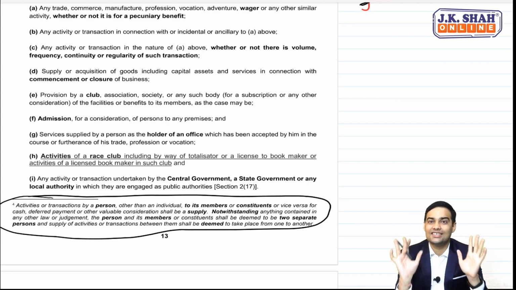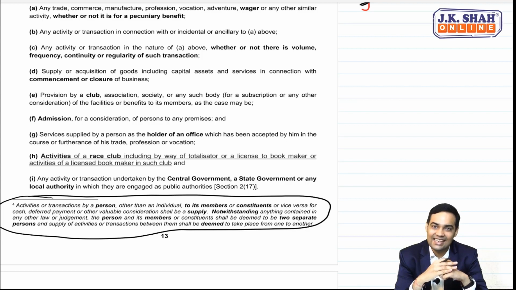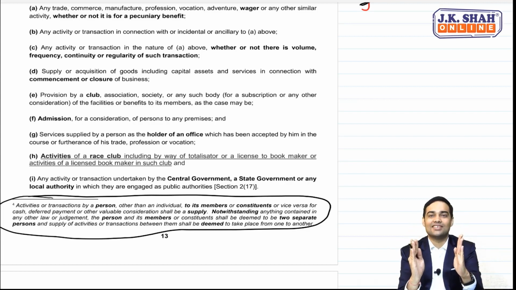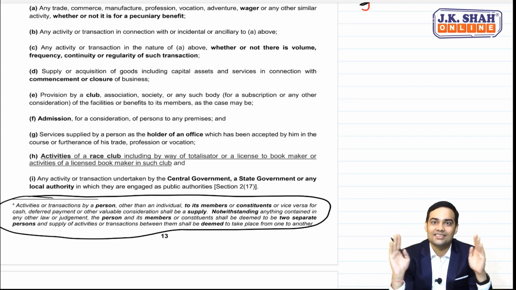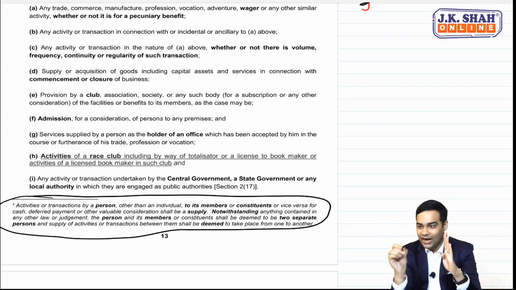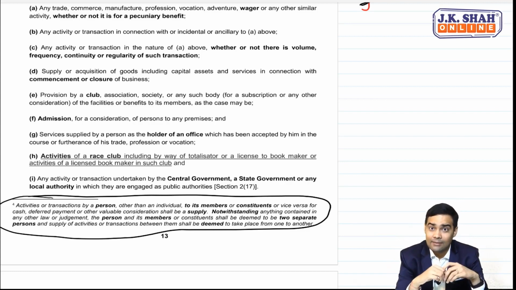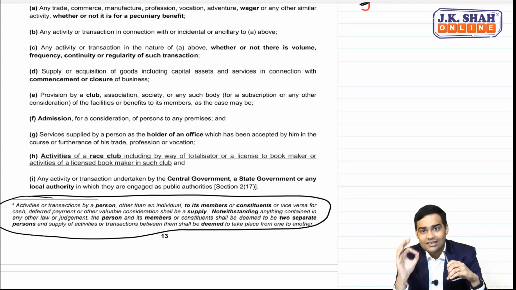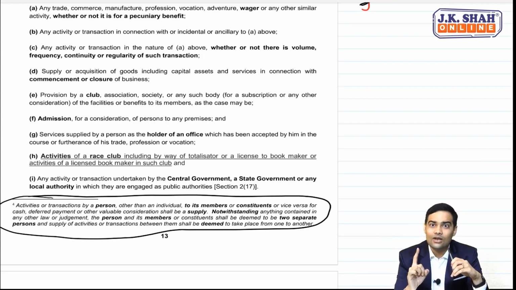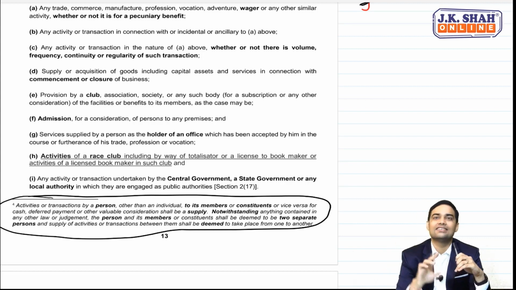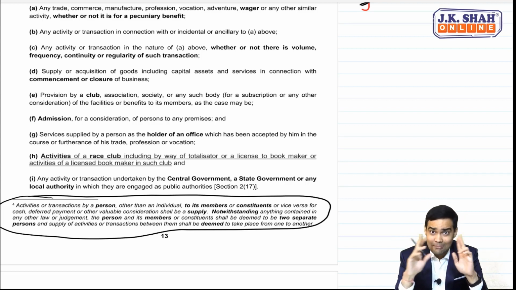To be cautious enough, what the government did is they amended the GST law and said association and members are different persons, and an association providing services to members or vice versa will be regarded as a supply. Let me tell you, the definition of business already included an association providing services to members as business, but it was not covered by the main section 7, which talks about supply. Let me give you a small recall.